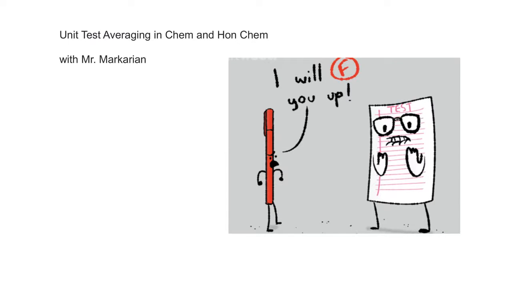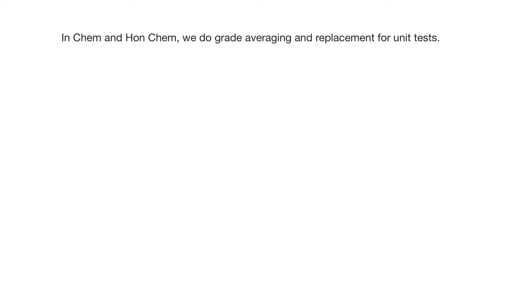In this video, I'll be explaining our test averaging policy in Chem and Honors Chem to help you better understand how we do things in there. In Chem and Honors Chem, we do grade averaging and replacement for unit tests. Retakes are no longer an option in these classes, but we found that by averaging and replacing unit tests, the scores for students were higher in doing that.